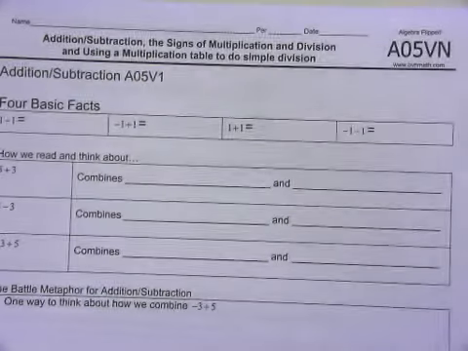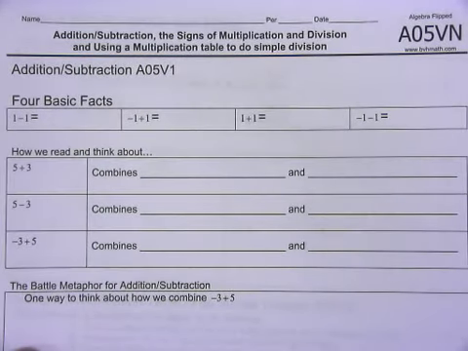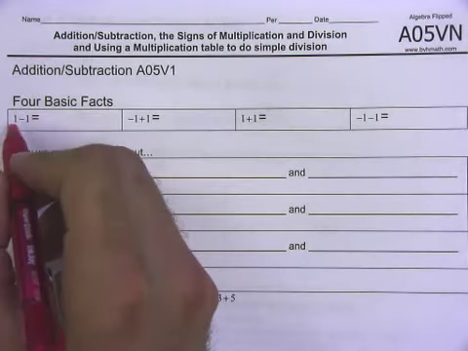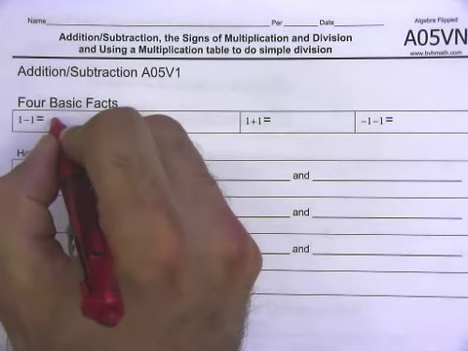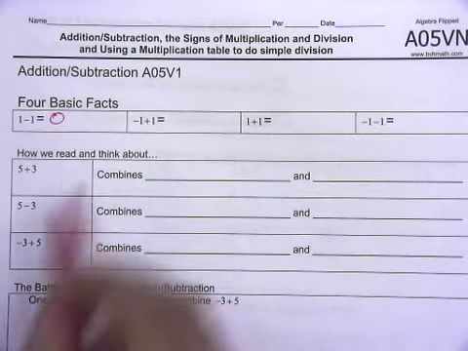All right, let's have a quick conversation about addition subtraction. We're going to start with four basic facts that are worth knowing. First one is 1 minus 1. Do you know that one? Yeah, I'll bet you do. It's 0.